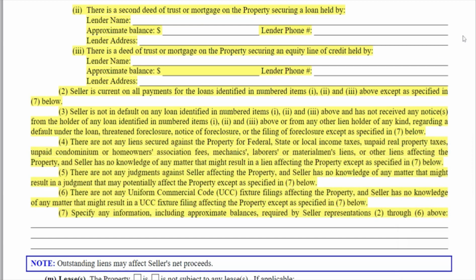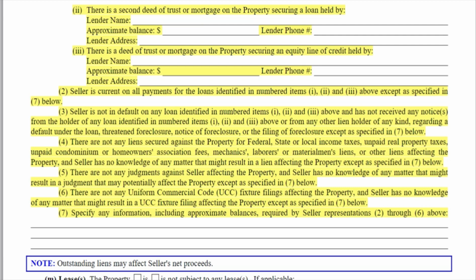Okay, there are not any liens secured against the property for federal, state, or local income taxes unpaid, real property taxes unpaid, condominium or homeowners association fees, mechanic, laborers, or materialmen's liens, or other liens affecting the property, and the seller has no knowledge of any matter that might result in a lien affecting the property except as specified in 7 below. And number 5 is that there are not any judgments against the sellers affecting the property, and the seller has no knowledge of any matter that might result in a judgment that may potentially affect the property except as specified in 7 below.